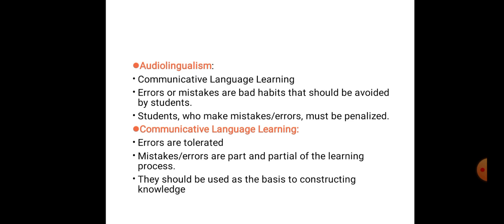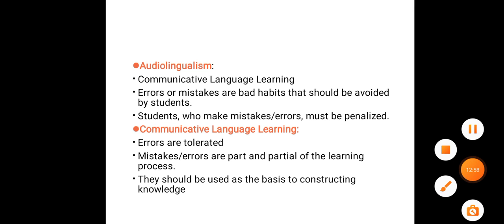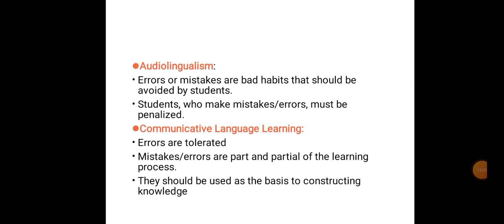The first method we have is audiolingualism. Sorry, it is not communicative language learning, it is the audiolingualism method. It considers errors or mistakes as bad habits that should be avoided by students, and students who make mistakes or errors must be penalized or punished.